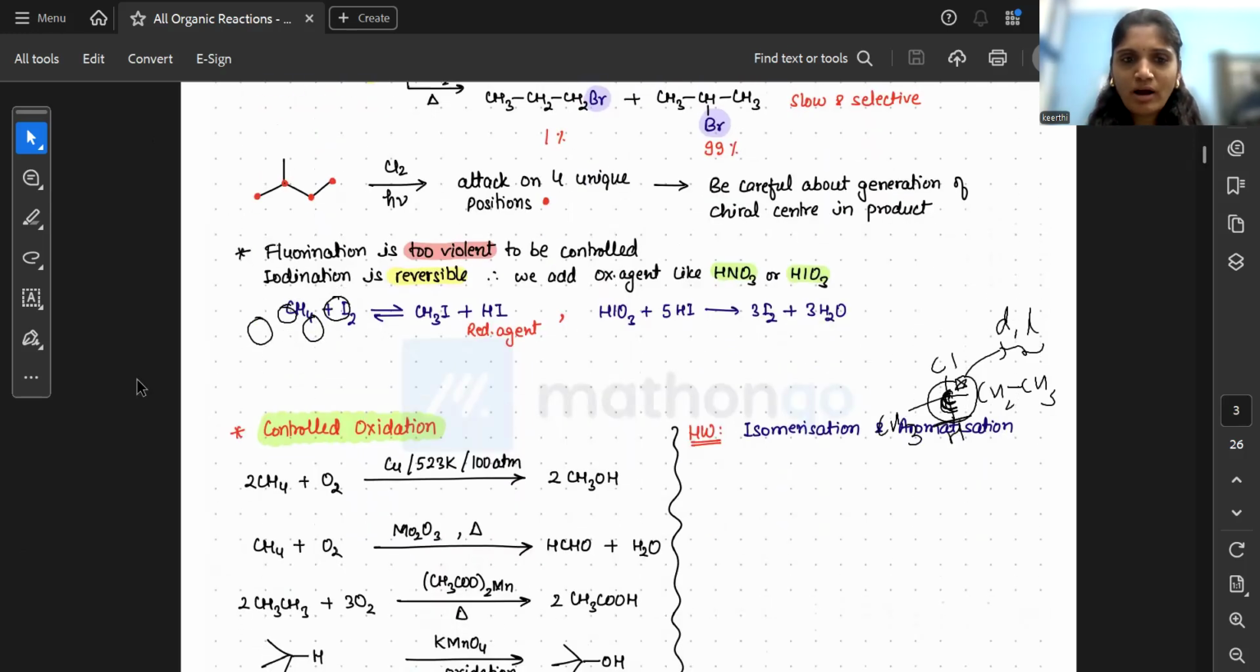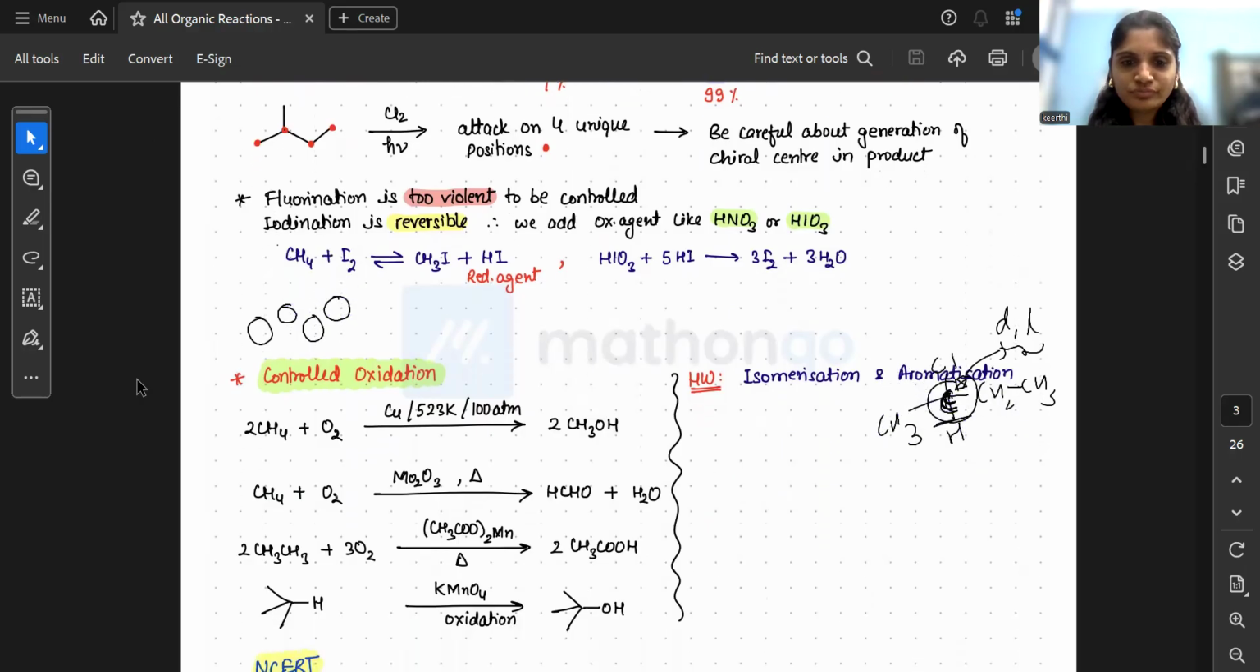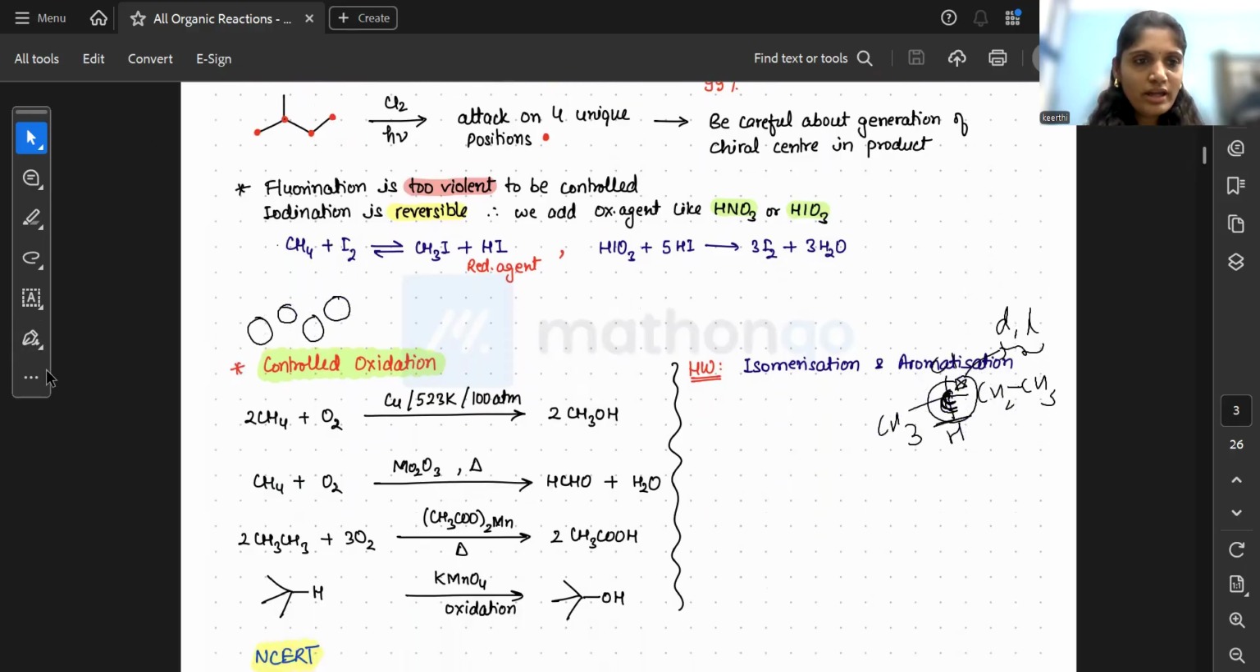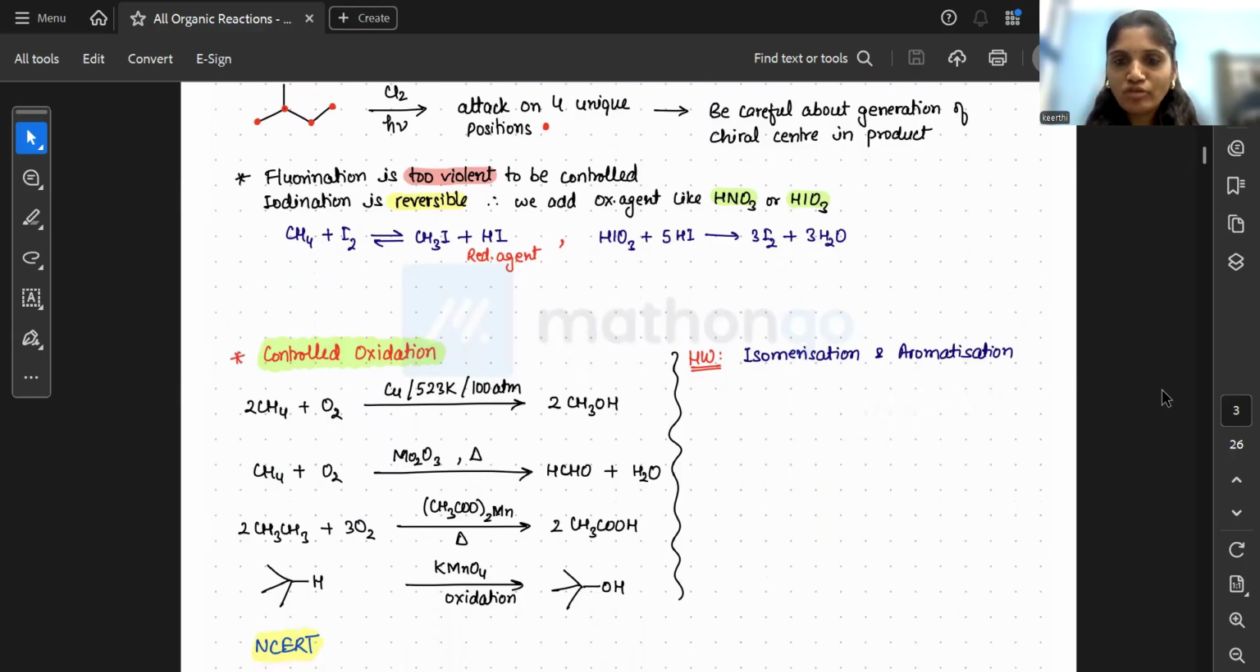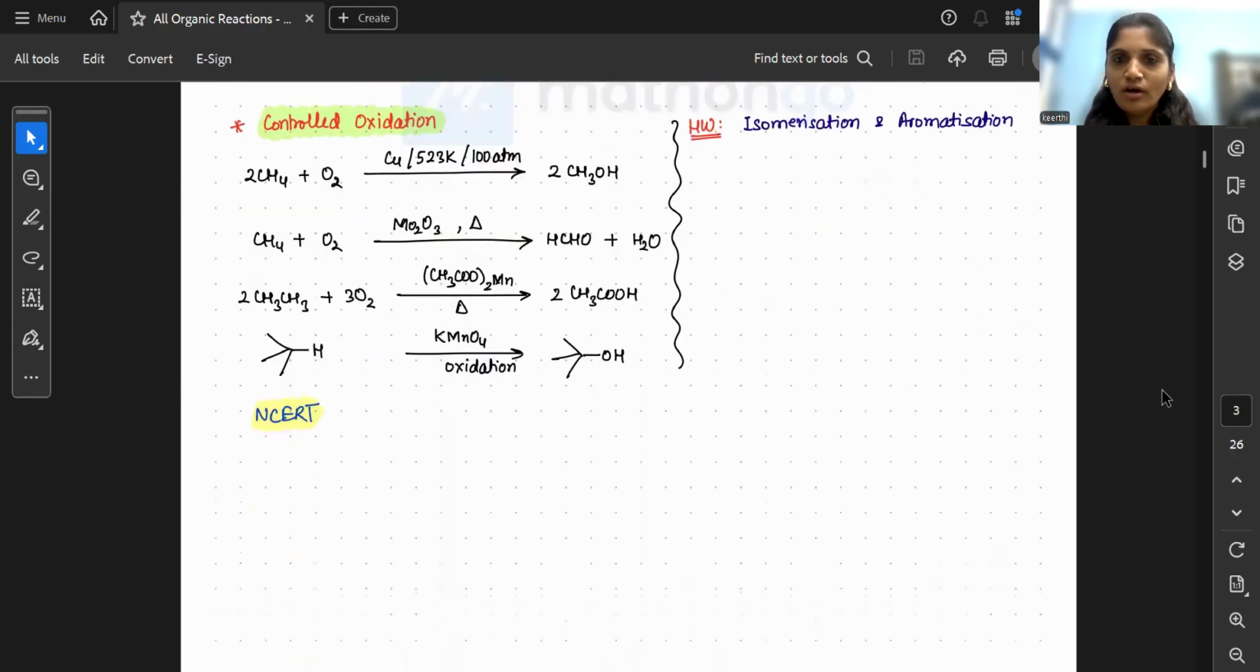Now the next part. Let me clear the drawings here. The last ones are isomerization and aromatization. You try by yourself. If you are not getting it, I'll explain it to you in the next class.